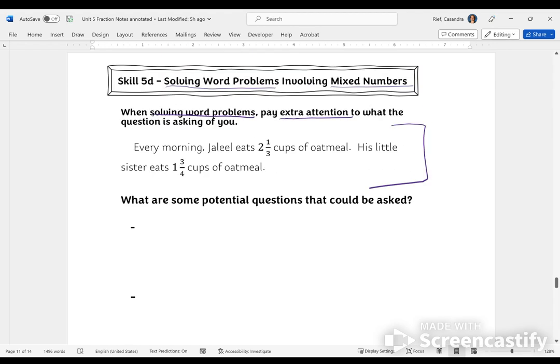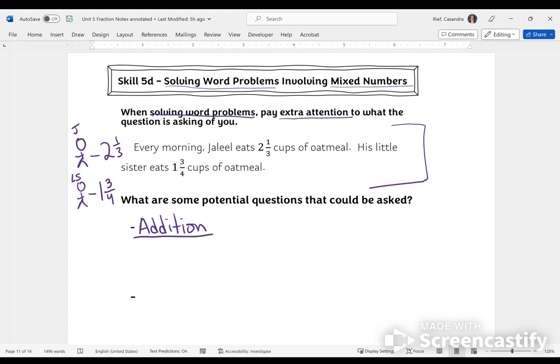I'm going to start by drawing myself a little picture about the info. So here's Jaleel, and every morning he eats 2 1/3 cups of oatmeal. And then here's his little sister. I'm going to write LS for little sister, and she eats 1 3/4 cups of oatmeal. So let's start thinking about the types of questions that could be asked of us. One type of question could be an addition question.